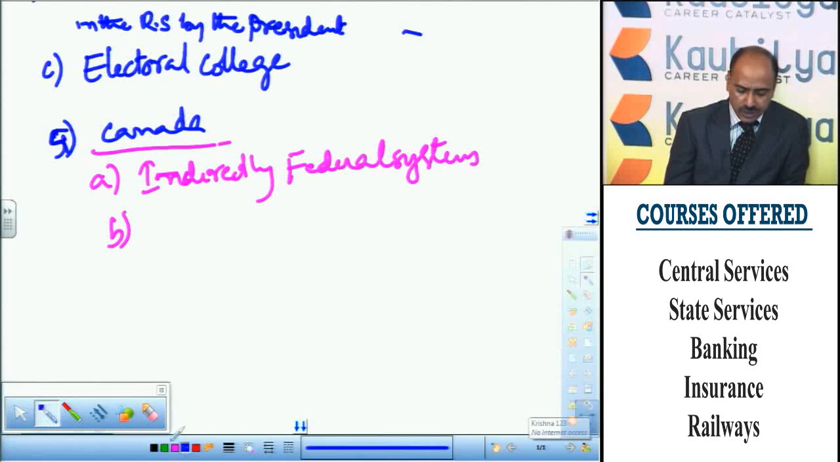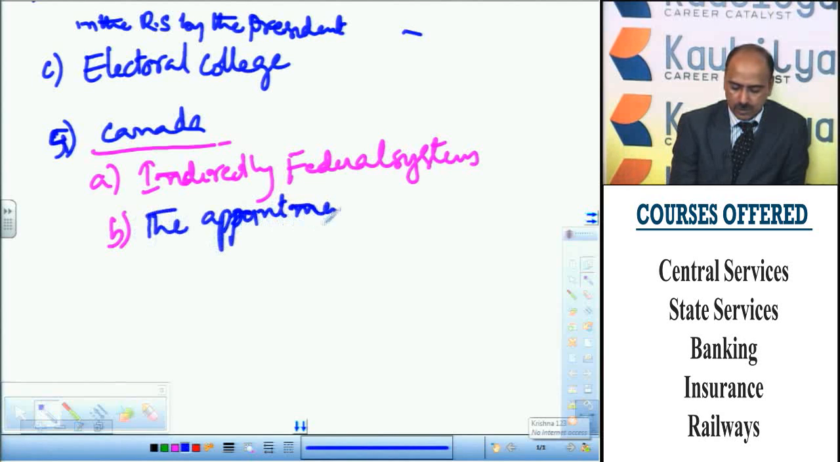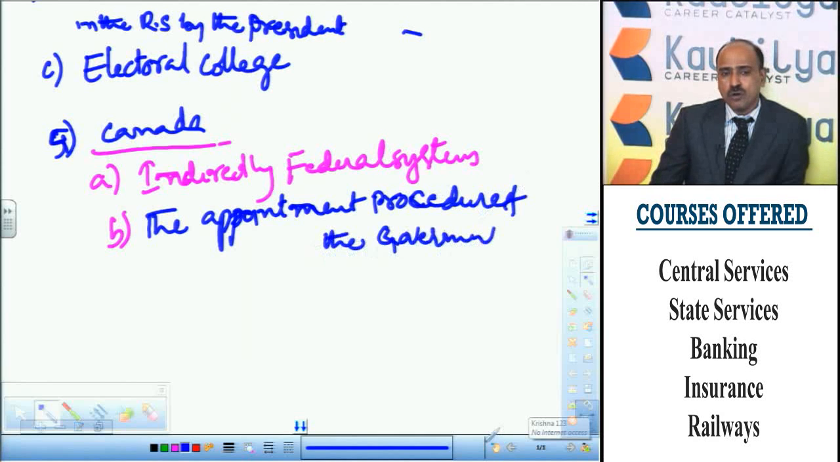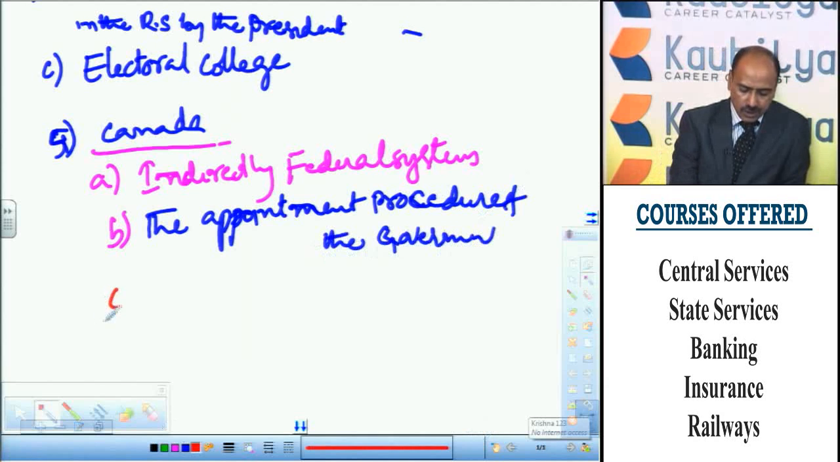Next, the second one is the appointment procedure of the governor. The governor post is borrowed from the Government of India Act 1935, but the appointment procedure of the governor is borrowed from the Canada Constitution. And the third one is very important, residuary powers.